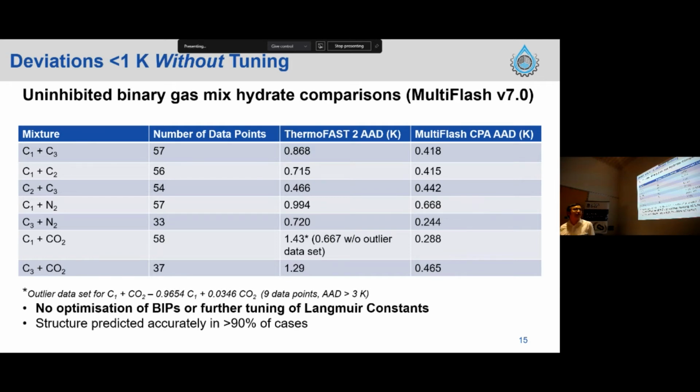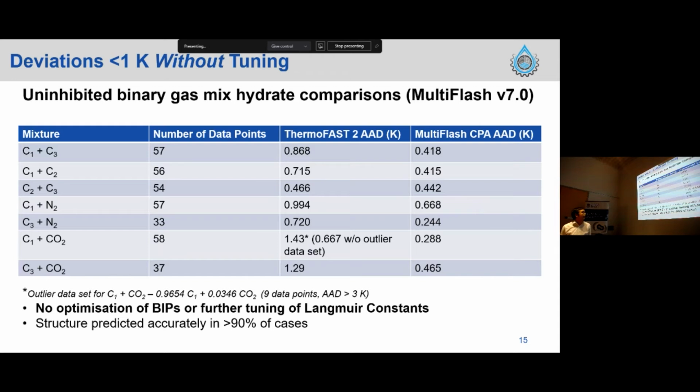So now we're going to look at some examples for binary gas mixtures. And the predictions of binary gas mixtures are quite important because getting these predictions accurate will mean you would likely get your multi-component hydrate systems to be accurately predicted as well.